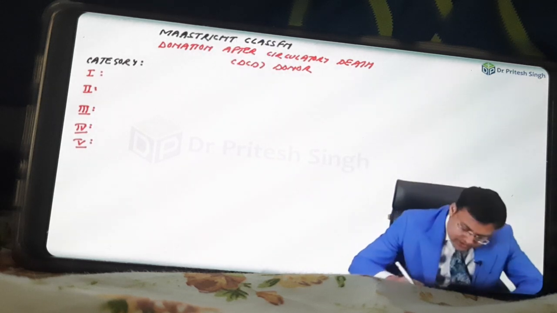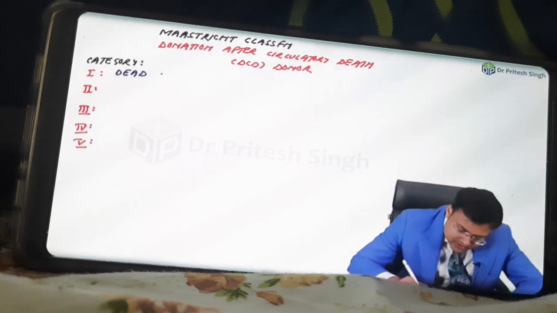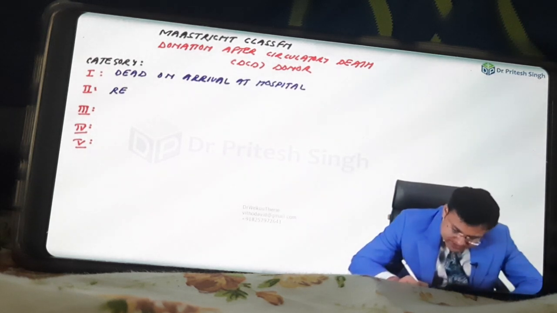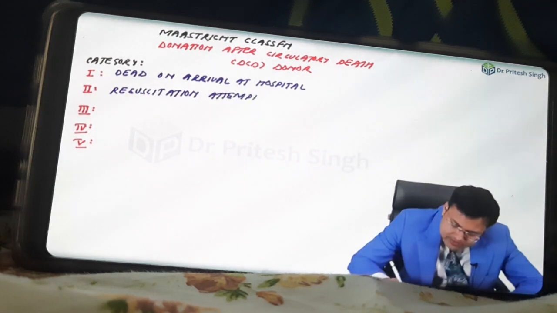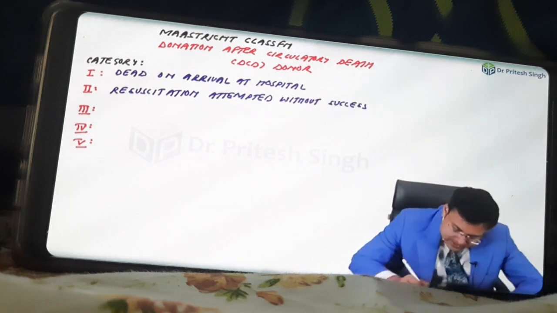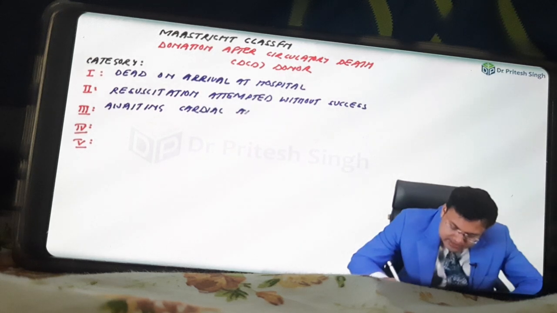Category 1, here the donor is dead, so dead on arrival at hospital. This is category 1. Category 2, resuscitation attempted without success. Category 3, awaiting cardiac arrest after withdrawal of support.